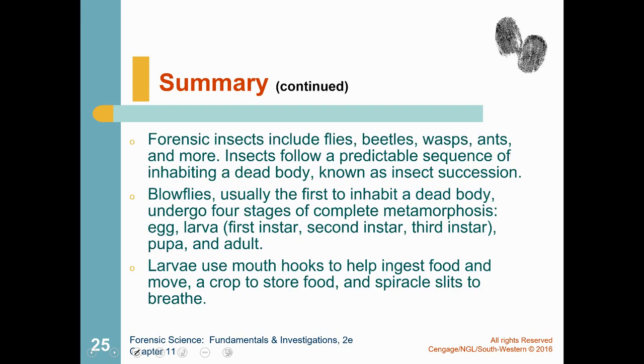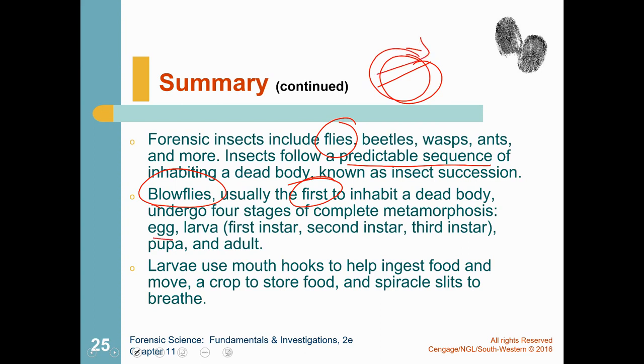Forensic insects include flies, beetles, wasps, ants, and more, right? So at this level we are mostly looking at the flies. And they follow a very predictable sequence, so you're going to need to know that life cycle and insect succession. And the blowflies, the ones that we're really focusing on, are usually the first to inhabit a dead body, drawn by the scent of cadaverine and putrescine. And there are 4 stages to their metamorphosis, that life cycle that we've been talking about.